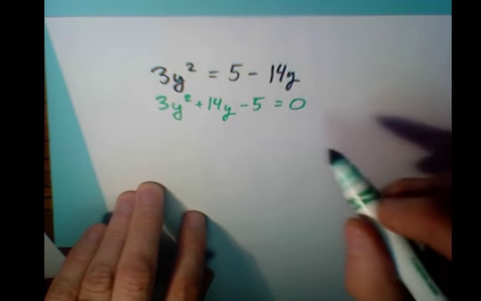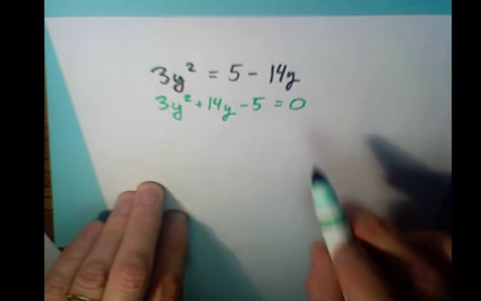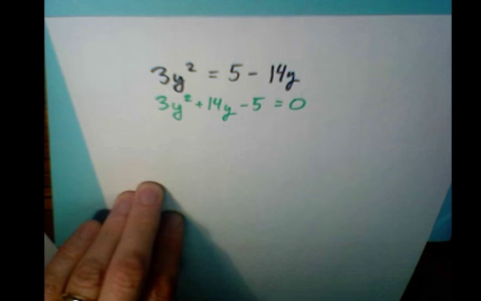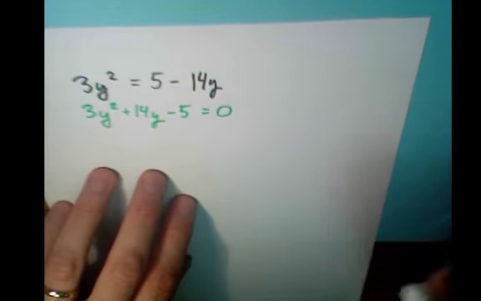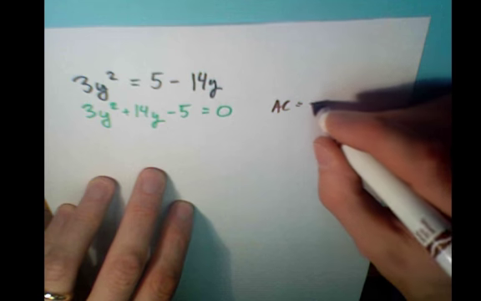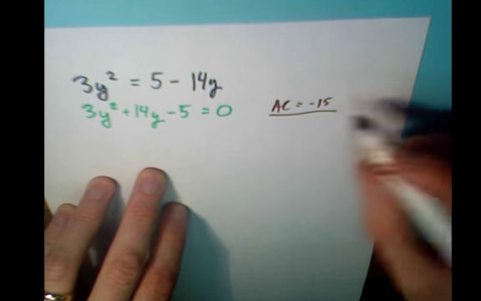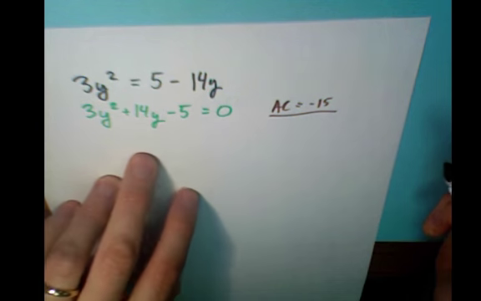This is a very important step. If it's not equal to 0, it doesn't do any good to actually factor this. The next step is to then factor. Now here we're going to use the AC method. AC is negative 5 times 3, which is negative 15. So you want to find the factors of negative 15, which will then add up to 14.